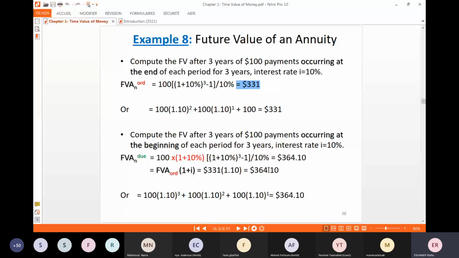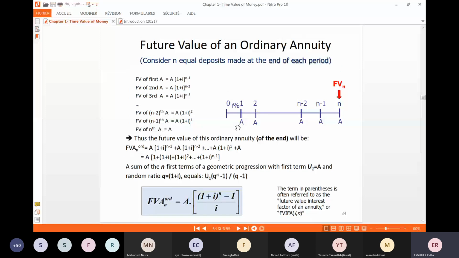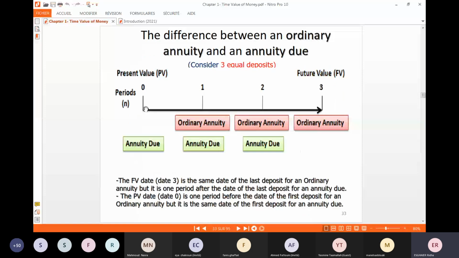So the first A will be deposited for 3 years, from 0 to 1, from 1 to 2, and from 2 to 3, 3 years. So it will be power 3. The second one, 100 times 1 plus i power 2, from 1 to 3, we have 2 years. The last one, 100 times 1 plus i power 1, power 3 minus 2. You will get the calculations here, 364.